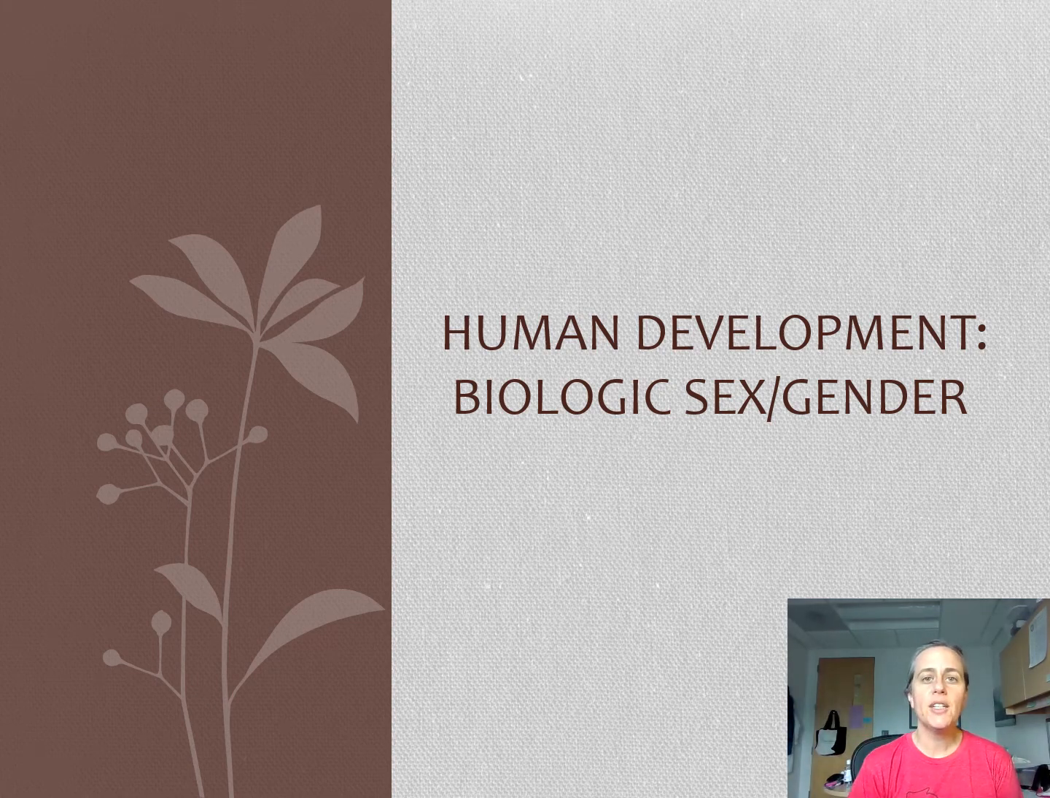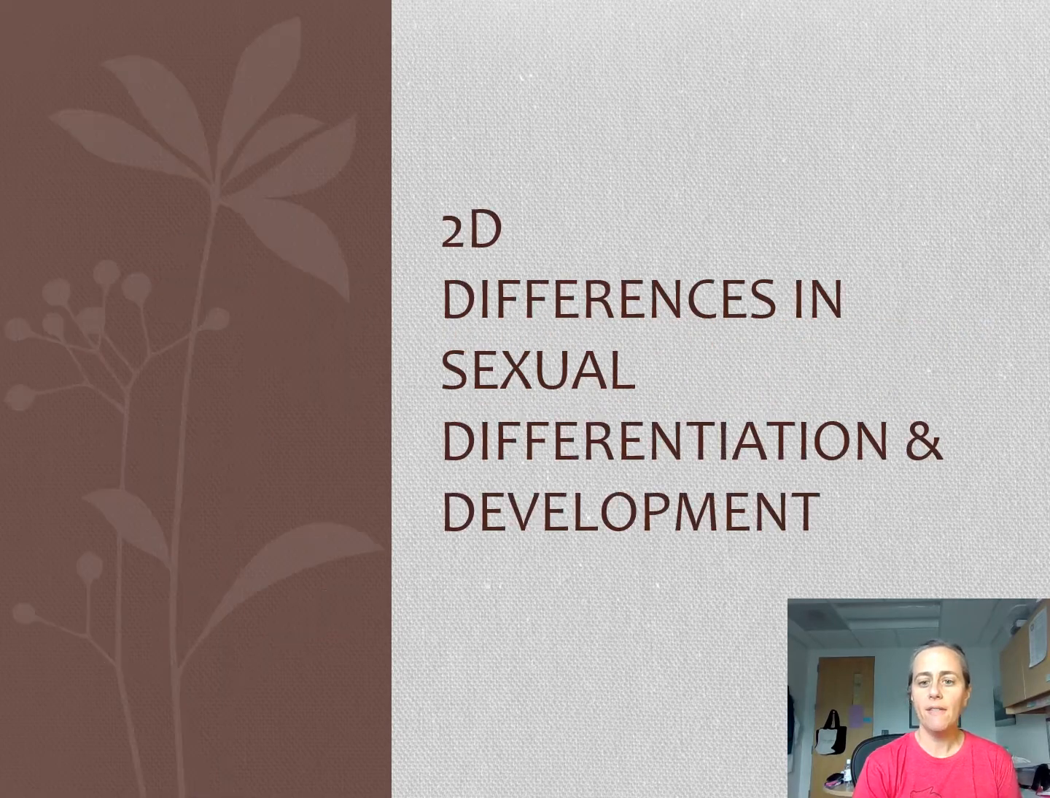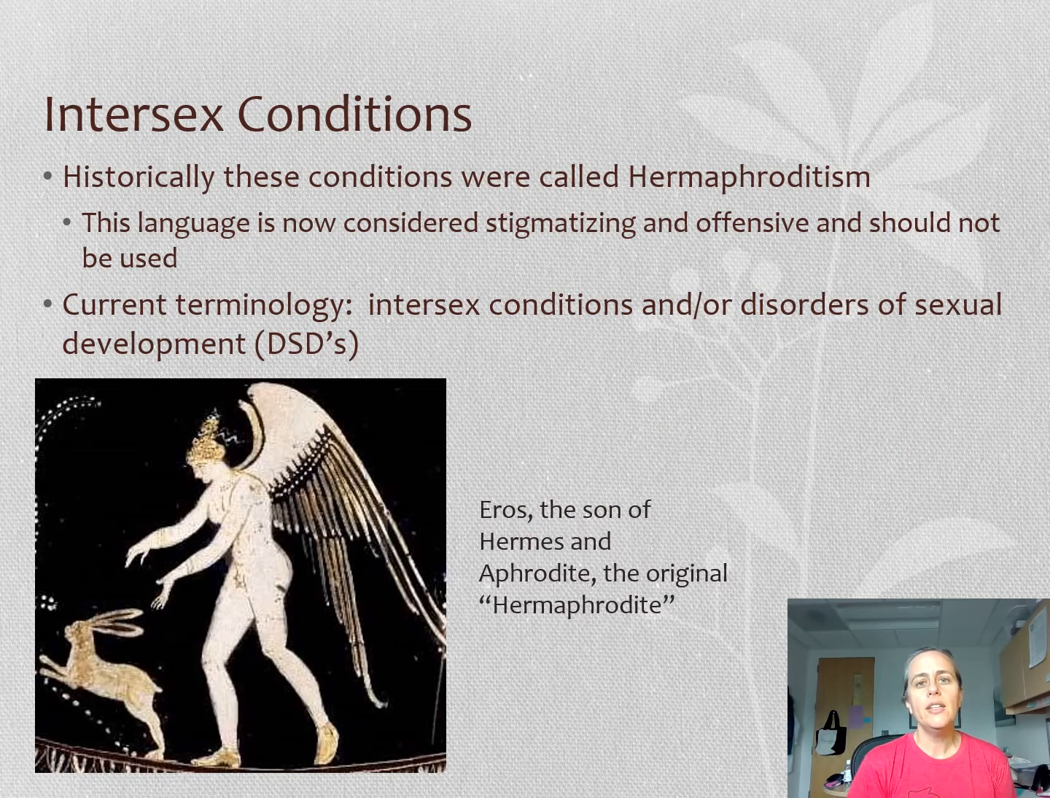All right, so we're moving on to our final section of lecture number 2, looking at how we get the body parts that we have, focusing this time on the differences in sexual differentiation and development. So times when things work out a little differently than what one typically sees. So this is when things get interesting. So these are often called intersex conditions.